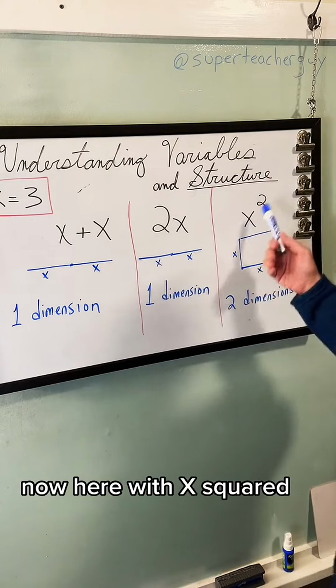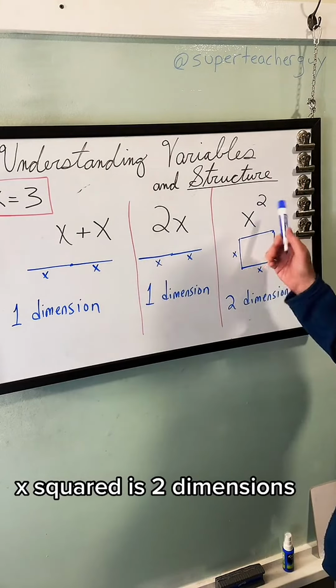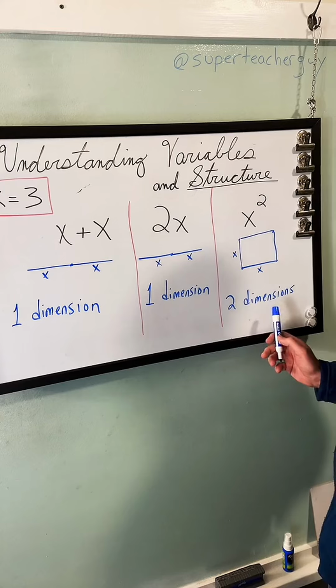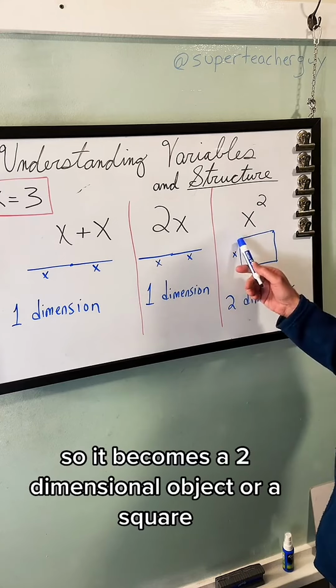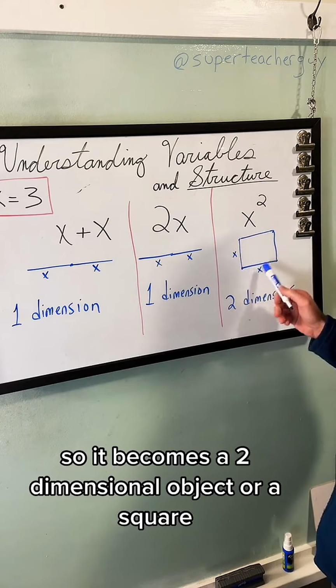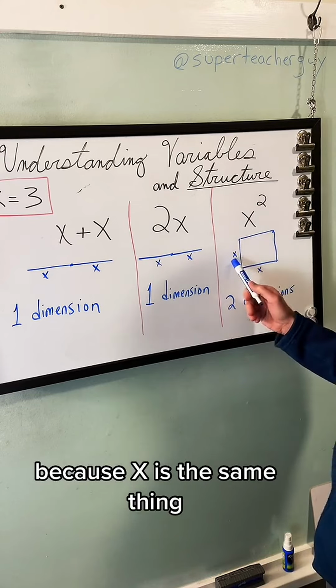Now here, x squared is two-dimensional, right? The second power, so it becomes a two-dimensional object, or a square, because x is the same thing.